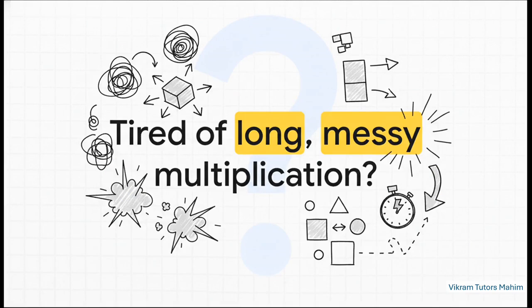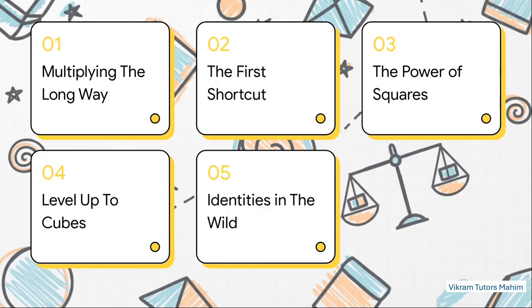You're multiplying expressions, you're lost in a sea of terms. It's so common. You follow all the steps, but it just feels clunky and slow. Well, what if I told you there's a much smarter, way faster way to get to the answer? So here's our game plan. We're going to level up our skills in 5 stages.